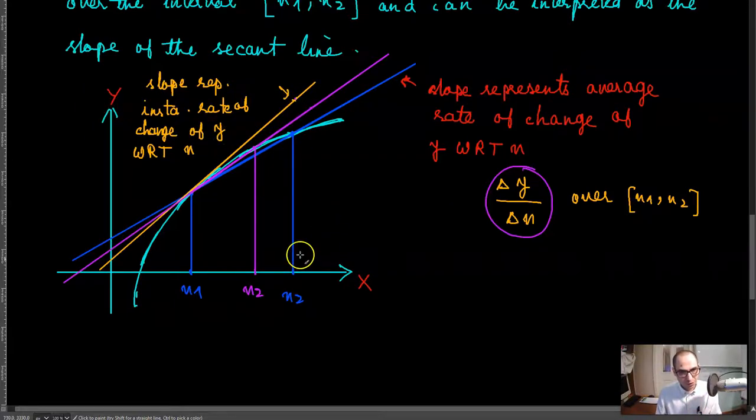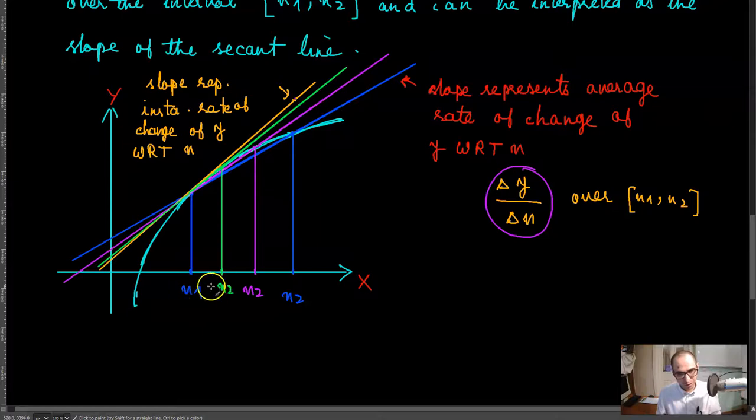So essentially what I need to do is consider shorter intervals from x1 to x2 by letting x2 approach x1, right? Again, I consider a shorter interval like so. This becomes the point x2, and this becomes the secant line, something like this. And now you can see that the slope of this green line is much closer to the slope of the tangent line than the slope of either of these two lines, right?